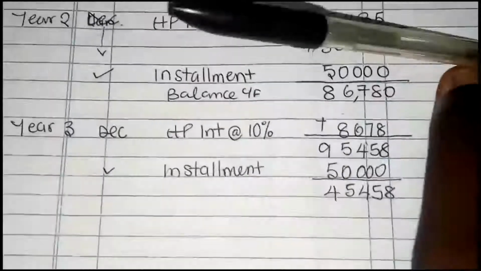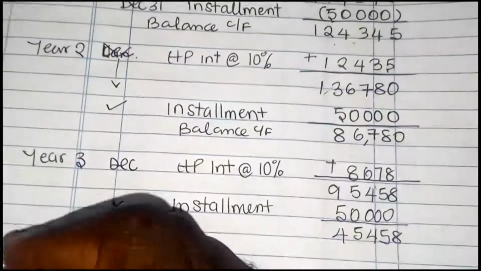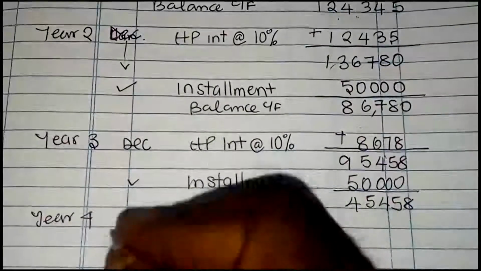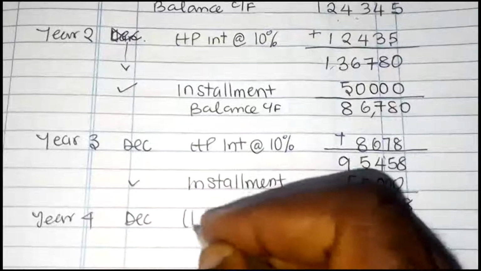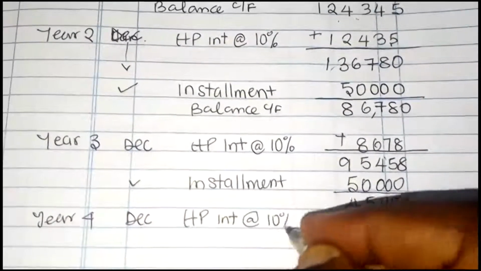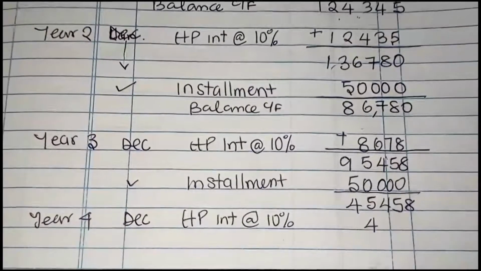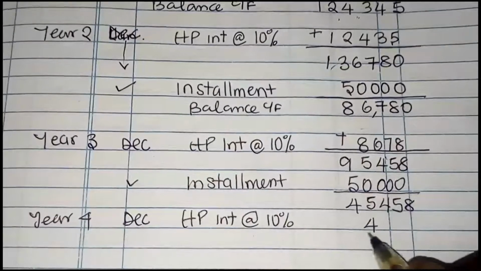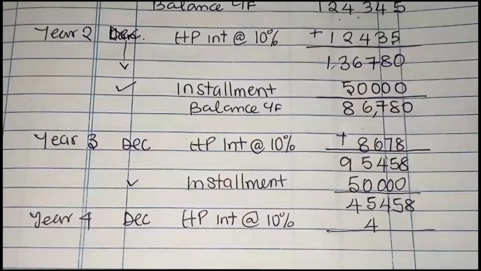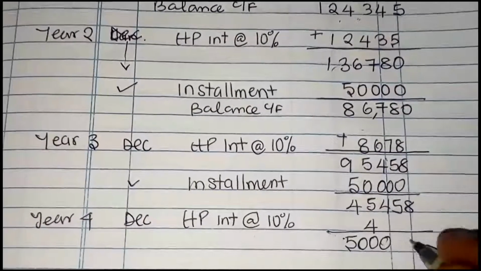All right, now for the last year, the last year is year 4. By December, you calculate what? Hire purchase interest at 10%. So what's 10% of this? Okay, before you do that, we know for the last year that we cannot pay more than 50,000. So you first write your 50,000.